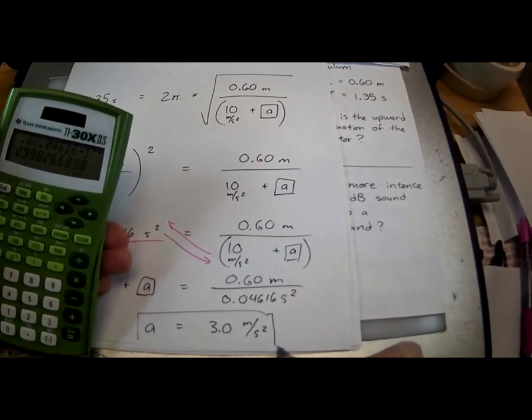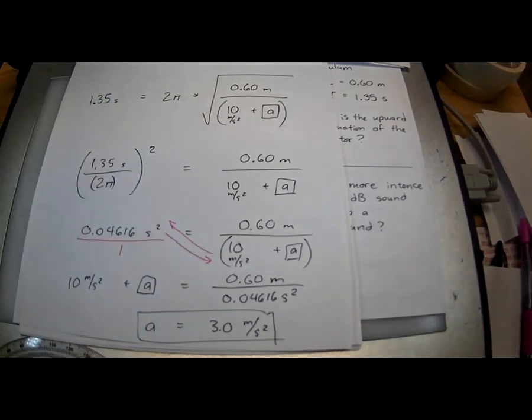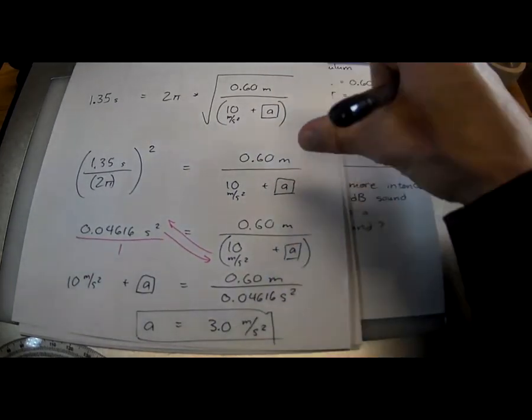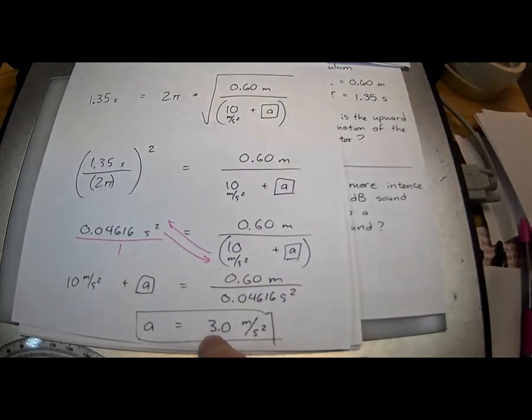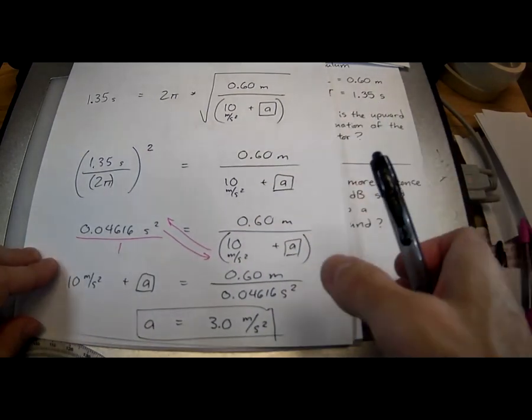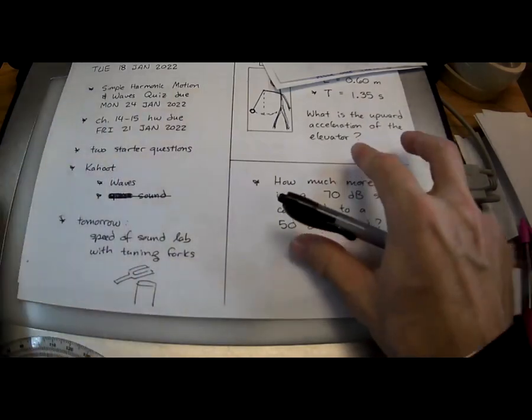There you go. So the elevator is actually doing one of 2 things. It's either moving up faster and faster at this rate, or it might actually be moving down, slowing down at this rate. Either of those would be an upward acceleration.